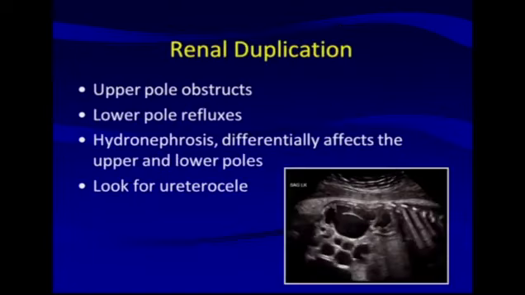Now, renal duplication occurs when there are 2 ureteric buds which meet the metanephric blastema to form 2 renal collecting systems in 1 kidney. And the upper pole collecting system will often insert ectopically into the bladder, leading to things like a ureterocele. But you may see hydronephrosis with the duplicated collecting system, which will differentially affect the upper and lower poles, because the upper pole will obstruct and the lower pole will reflux.